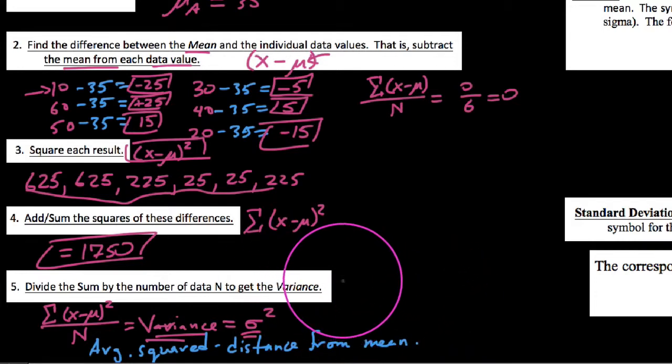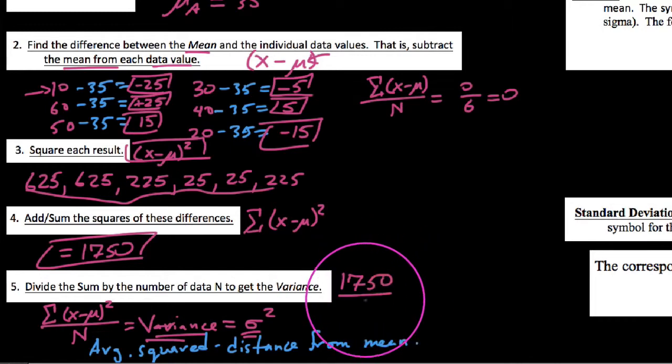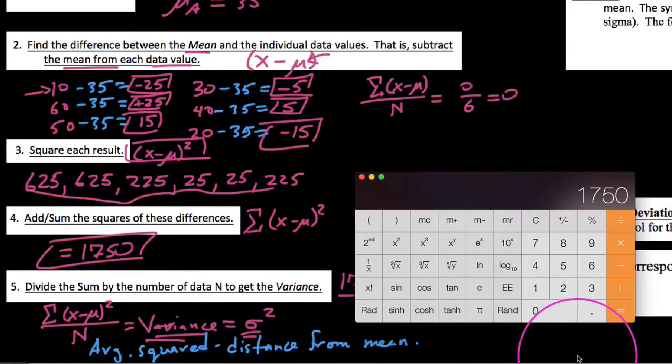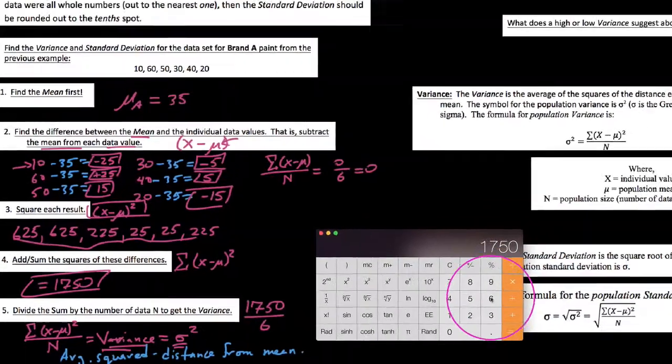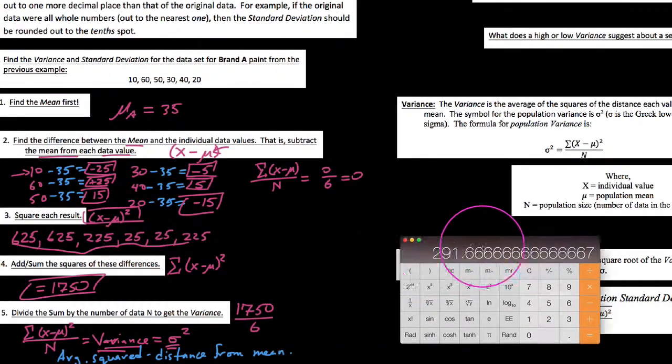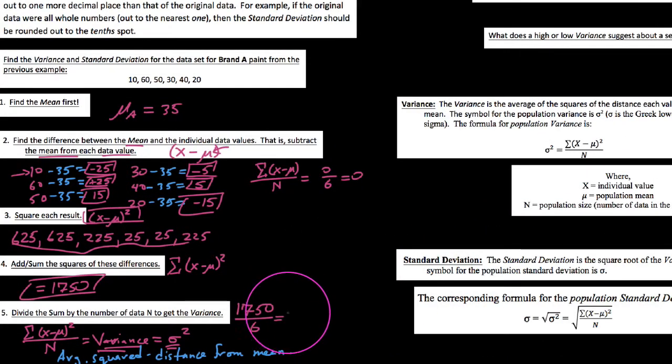In this case, what we got was 1750, and we're dividing this by 6. 1750 divided by 6 comes out to be 291.66 repeating. So I'm going to write equals 291, and I'm adamant about this, we're going to keep this as an exact value, repeating. This is how many squared months something was away from the mean on average.